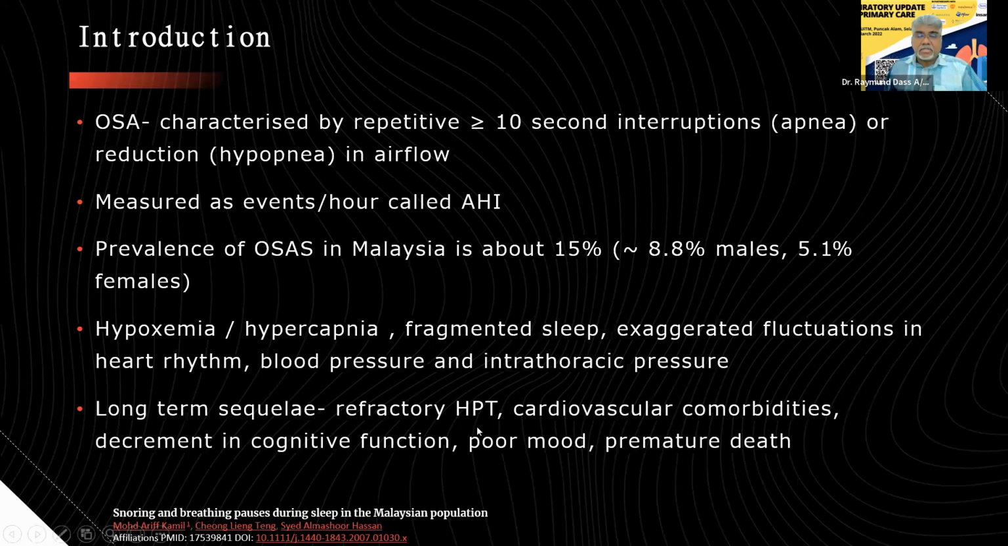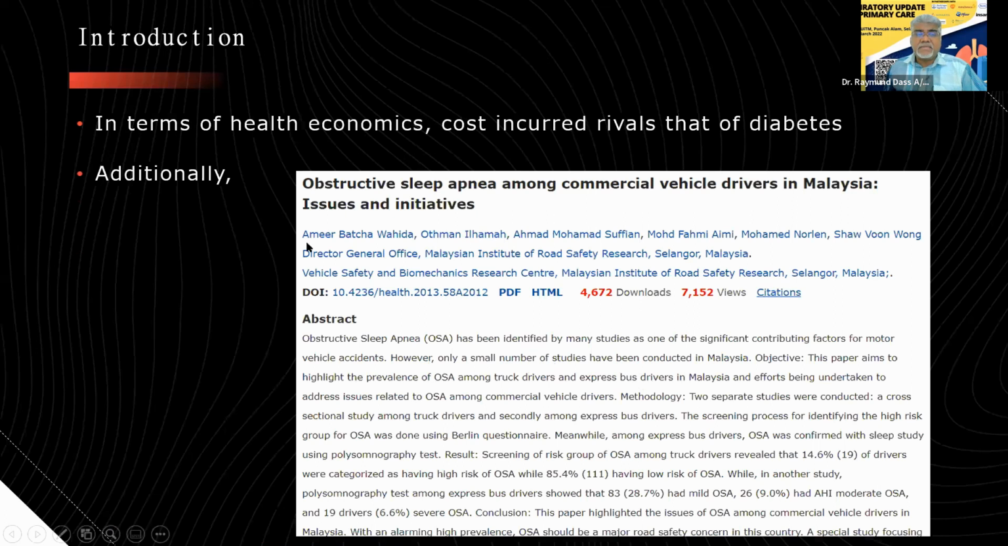So it is important to look at the patient overall, right? And we also have cardiovascular comorbidities, cognitive function. This is very important because we notice that they don't perform that well in the offices. A simple executive function cannot be done properly, you notice that it's going to take a very long time for a person to solve problems which could be very trivial. So these are also some of the effects of OSA which is not treated: poor mood, and of course, premature death, right?